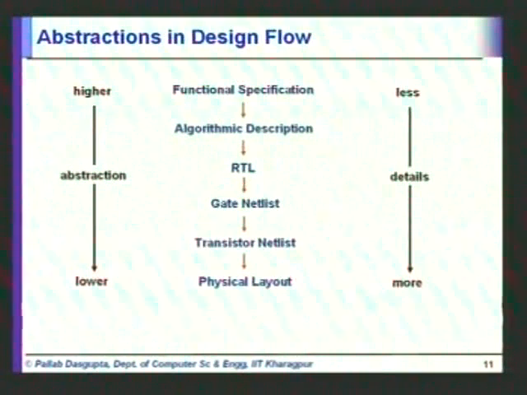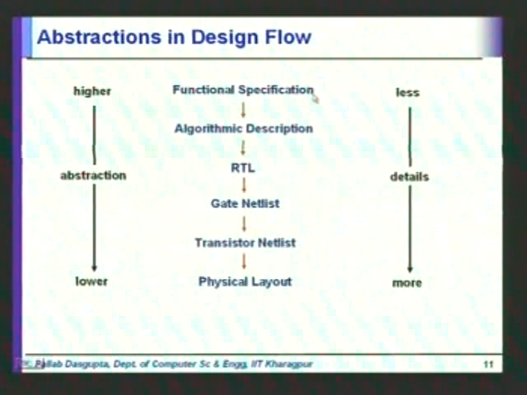So to summarize what we have talked about here today is that there are various abstractions in the design flow. So in this picture, the higher up that we are, it's a higher level of abstraction. The lower down that we go, it is a lower level of abstraction. And the higher up that you have, the less details that you have, and the lower you go in the abstraction level, you add more and more details.